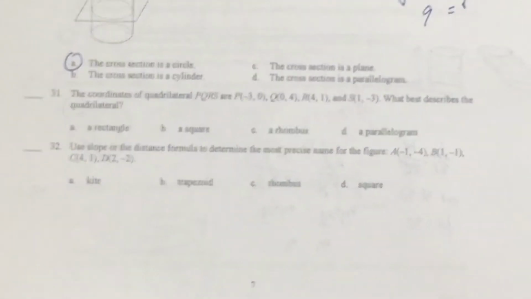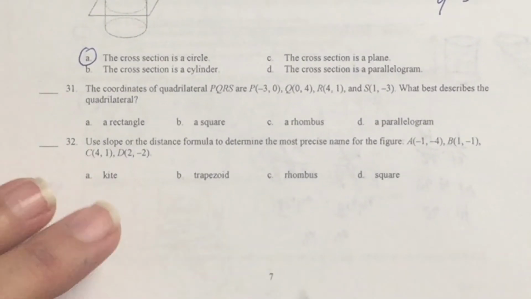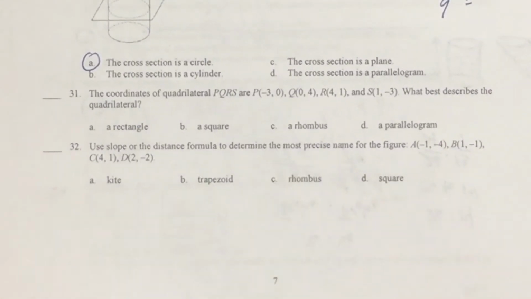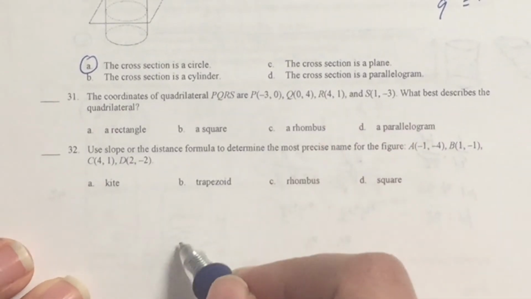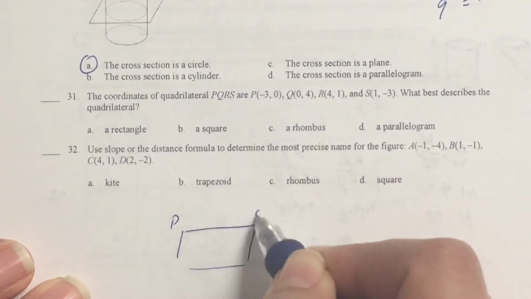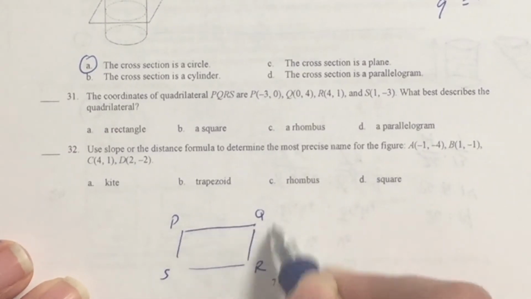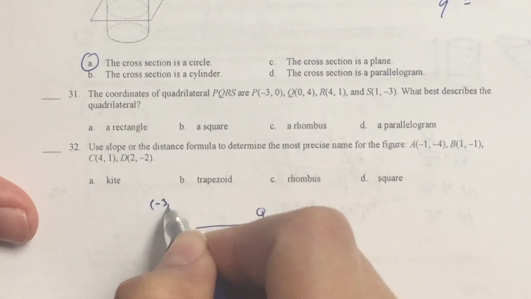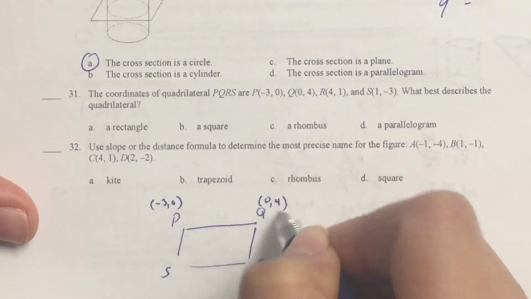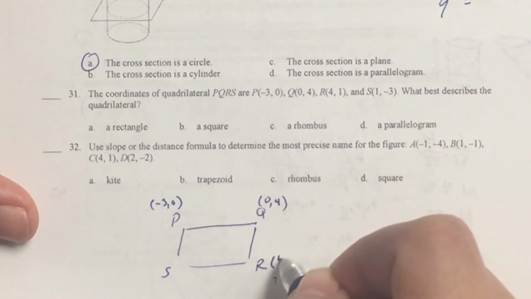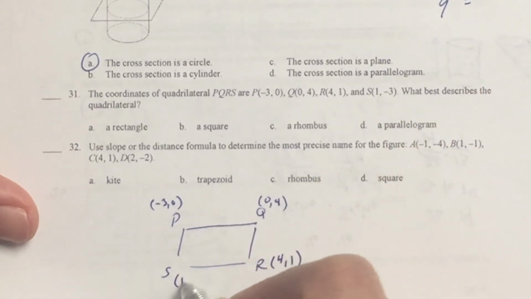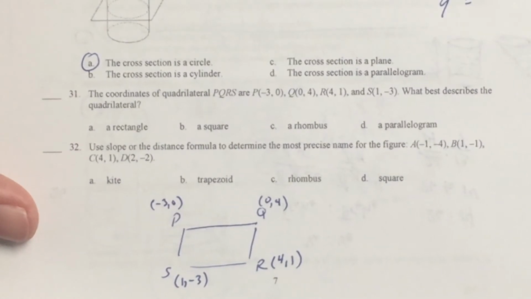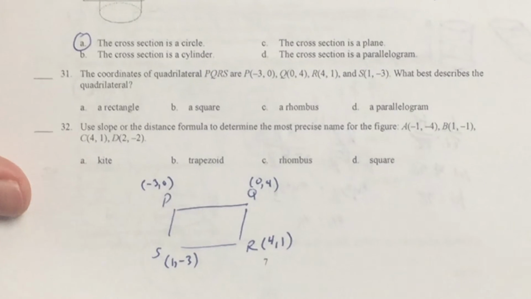All right, number 31. The quadrilateral, what describes it? So PQRS. I don't know what it is. Remember, it has to go clockwise, right? All right. P is -3, 0, Q is 0, 4, R is 4, 1, and S is 1, -3. Now you can graph this or you could just work it out. I guess the easiest thing would probably be to graph it. So let me graph it.